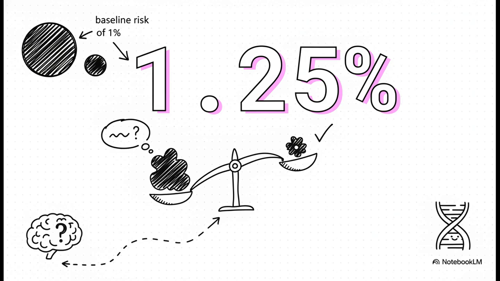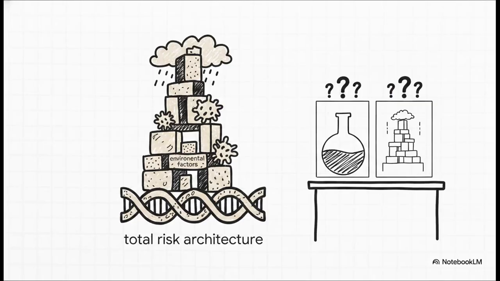That 25%, that is your relative risk increase. To find your actual absolute risk, you have to anchor it to the baseline. And the baseline risk for schizophrenia in the general population is only about 1%. So a 25% relative increase of that 1% only brings your absolute risk to 1.25%. Suddenly, that terrifying 25% jump represents a very modest reality. Context is literally everything. Complex traits demand a complex view.